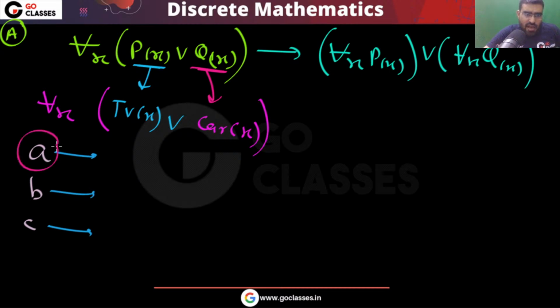Like this A, either he has a car or he has a TV or both. So everyone in this city has at least one of them. Does it mean everyone has a TV or everyone has a car? Tell me. A simple thing.